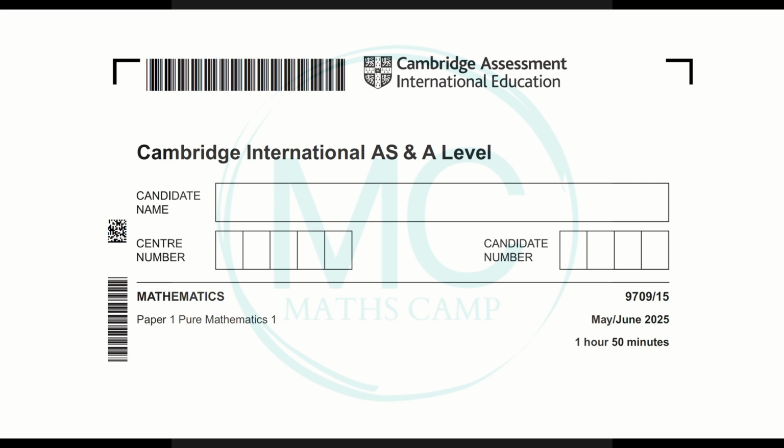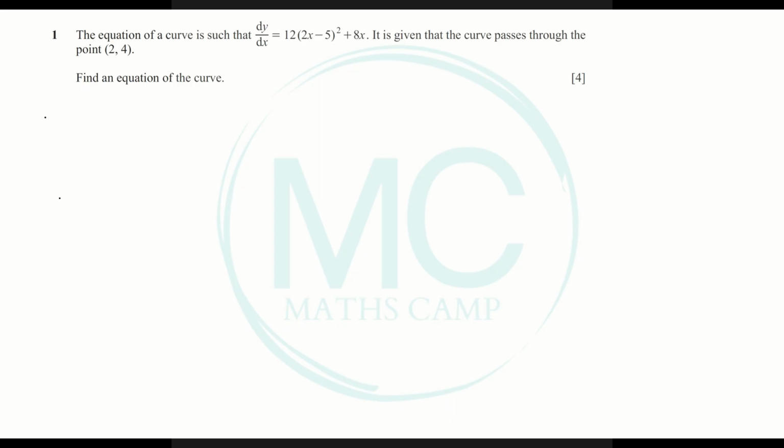In this video, we're going to look at Cambridge International AS and A-Level Mathematics 9709, Pure Mathematics 1, Paper 1-5, from May-June 2025. Question 1 says the equation of a curve is such that dy over dx is equal to 12 multiplied by the bracket 2x minus 5 squared plus 8x. It is given that the curve passes through the point 2, 4. Find an equation of the curve.